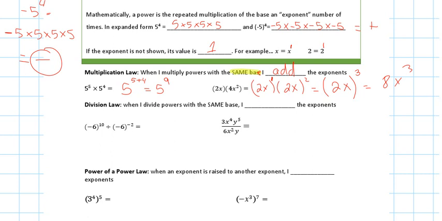If I'm dividing powers with the same base, then I can subtract the exponents. Okay? Remember, the trick here is that you must have the same base. So, you have the example here: negative 6 to the power of 10 divided by negative 6 to the power of negative 2. So what would be your answer for this one?